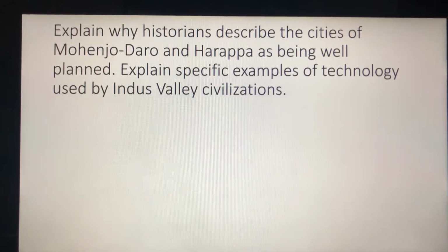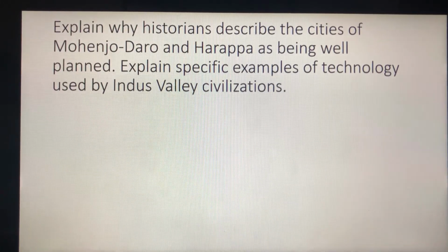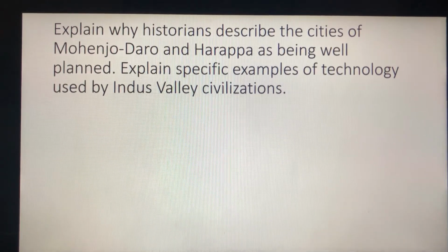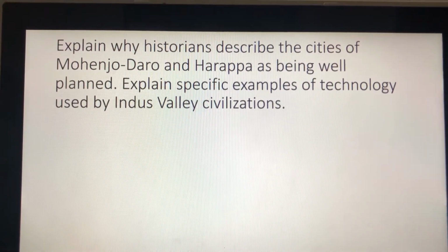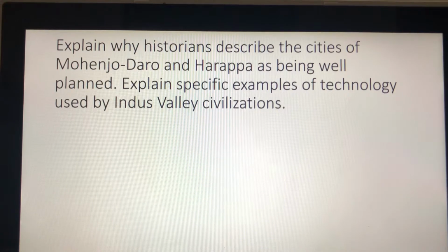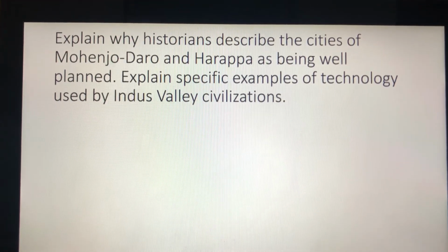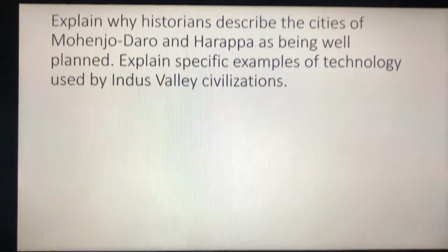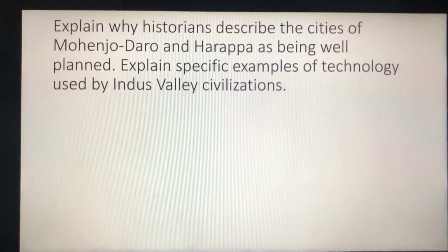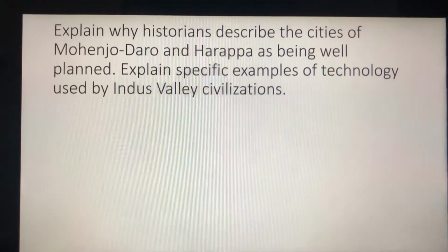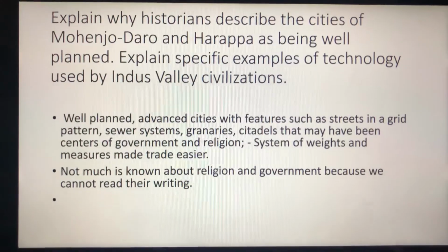All right, next question. Explain why historians describe the cities of Mohenjo-Daro and Harappa as being well planned. Explain specific examples of technology used by Indus Valley civilizations. For that question, you want to look at pages 380 and 381. And again, you were already assigned this one.